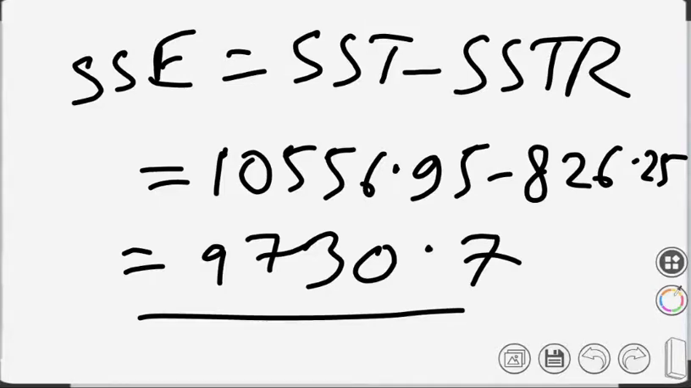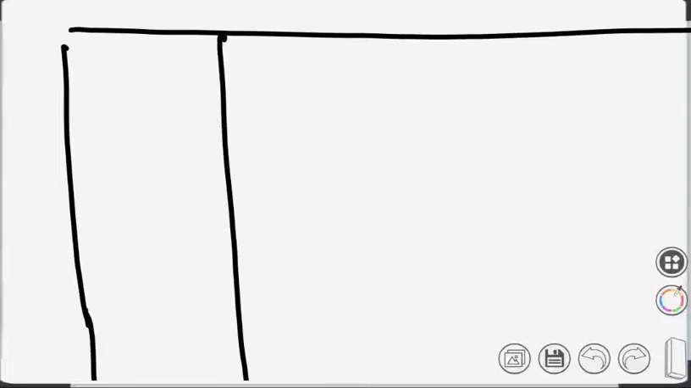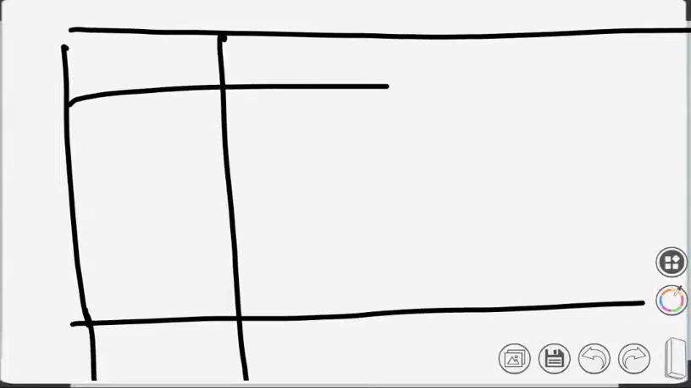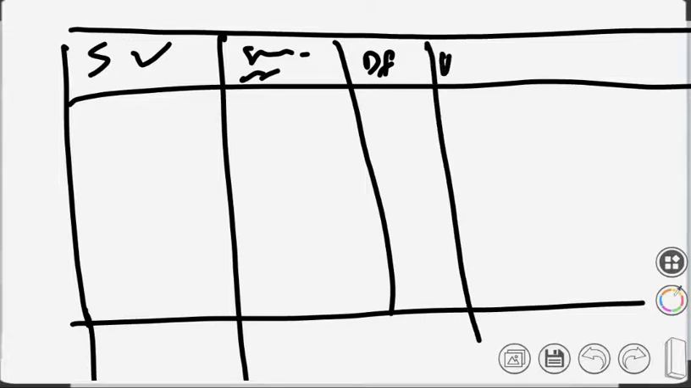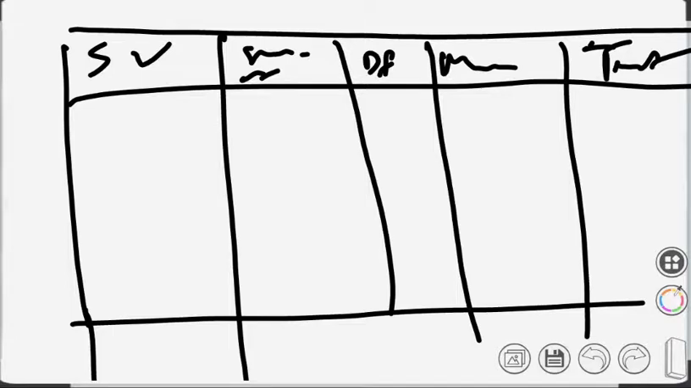Now we will write down the table again, the table with the data, যে টেবিলটা প্রথমে করেছিলাম. So ANOVA table. Now we will be writing the values. First one is sources of variation. Then কি ছিল? Sum of squares. Then degree of freedom, DF. Then mean squares. Then F, test statistics. So this is my table.